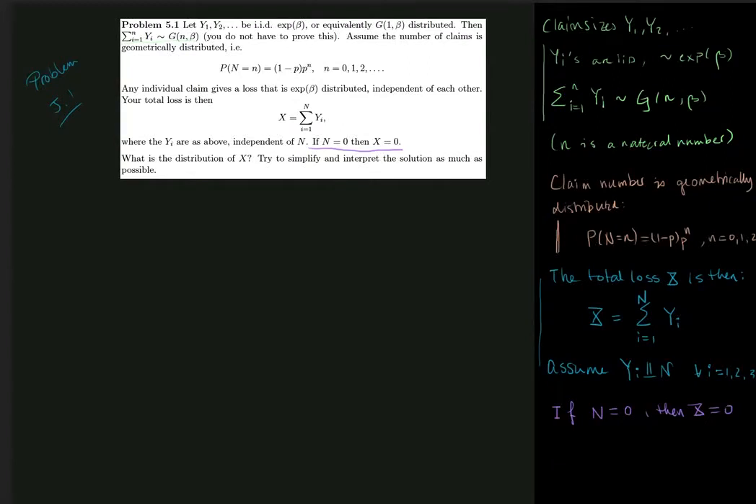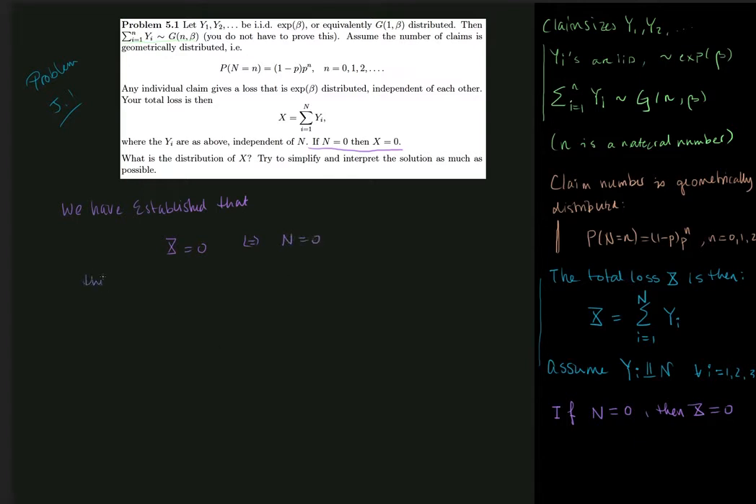So let's get started with the solution of this exercise. Now, there are different ways to go about this, but one of the things that we should first notice is the fact that we have established that x is equal to 0, so the total loss is 0 if and only if there are 0 claims.